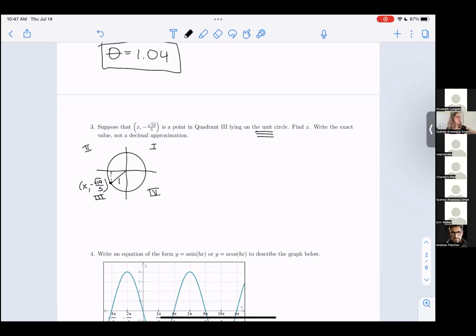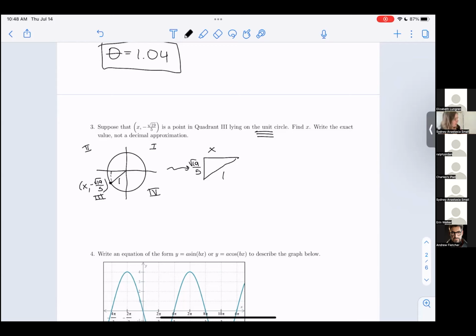So taking this image and just transferring it over so it's a little bit nicer to look at, we're looking at this triangle. We don't know how far over we're going in the x direction. We do know that this side here has the length of square root of 19 over 5. And the y coordinate is a negative square root of 19 over 5, but just for the sake of how we're going to solve it, we can label it like that. And we know we have a hypotenuse of 1. Okay, we have a right triangle with 2 known sides.